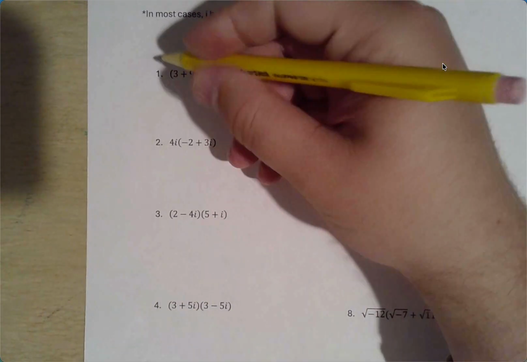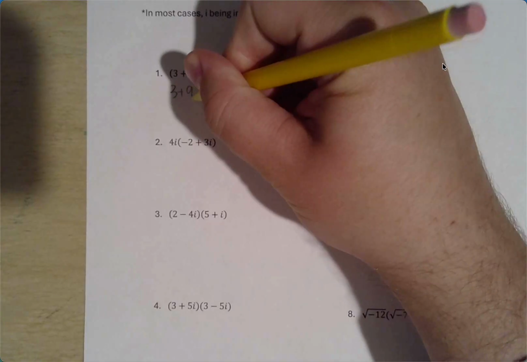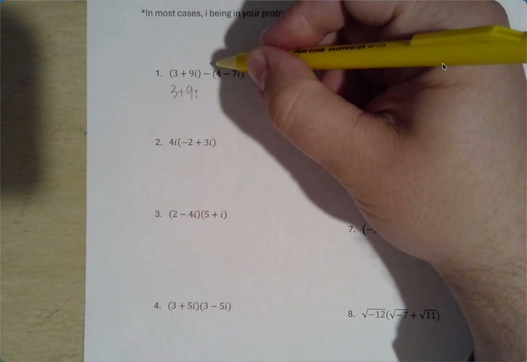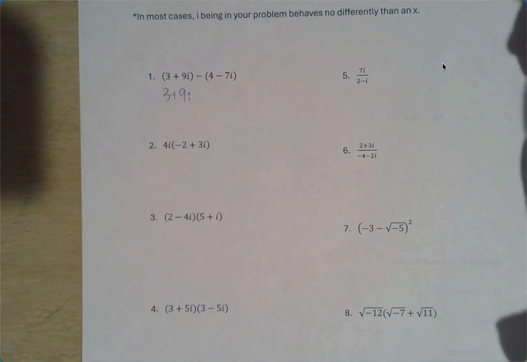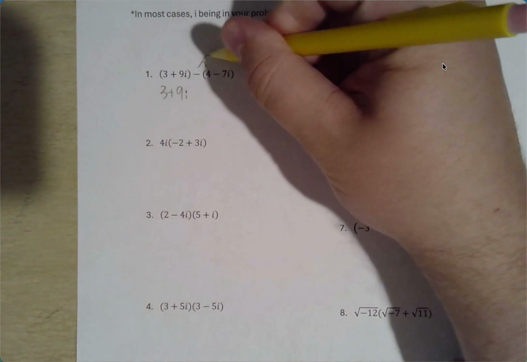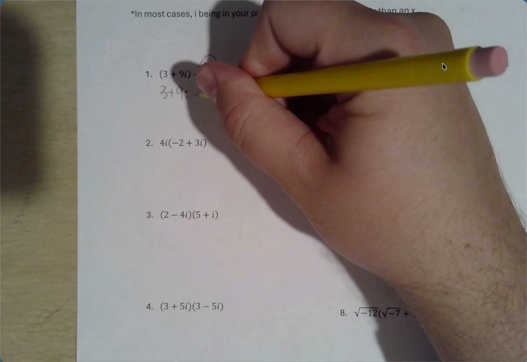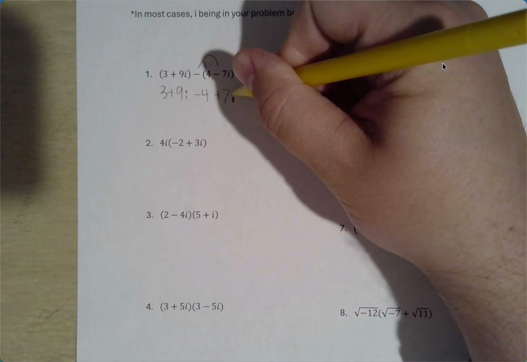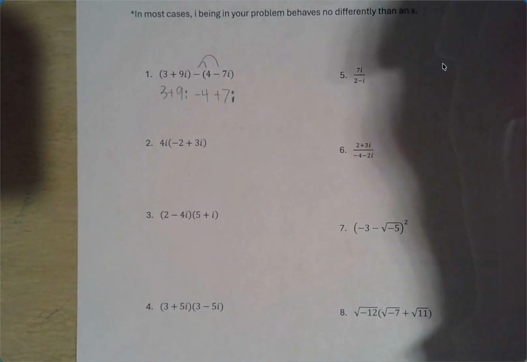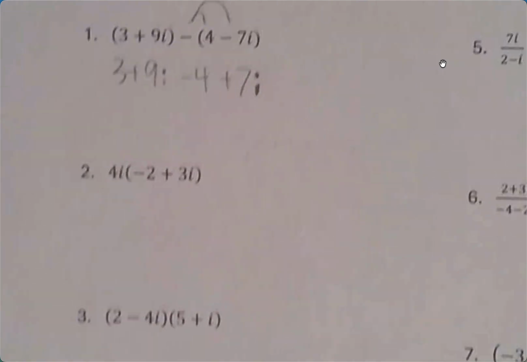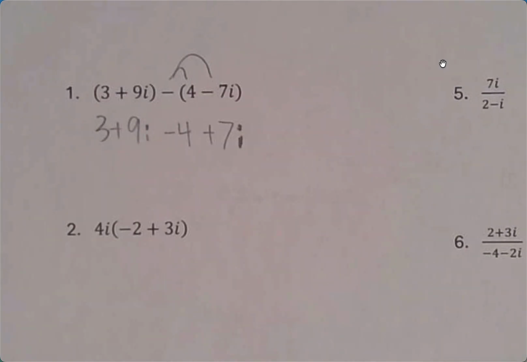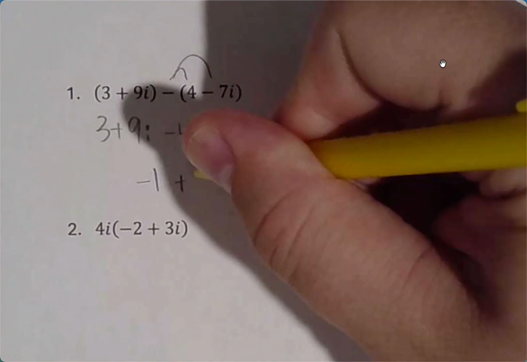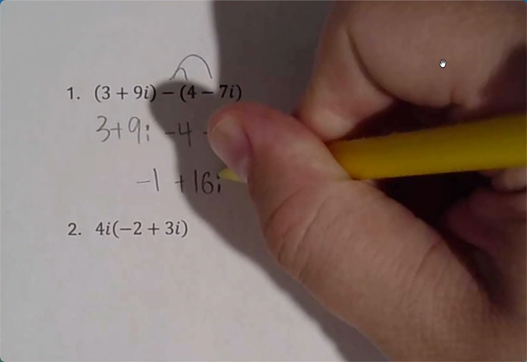So, I've got 3 plus 9i, and why am I just copying that? Well, because parentheses with no number in front and no exponent don't need anything else done. Now, the second one, because there's a negative in front of parentheses, I need to distribute that negative and change both signs here. And so this is what I get. And at this point, now I just have like terms to combine. So I've got a 3 and -4, well, that's -1. I've got a 9i and a 7i, and that's 16i. And guess what? I'm done with this problem.